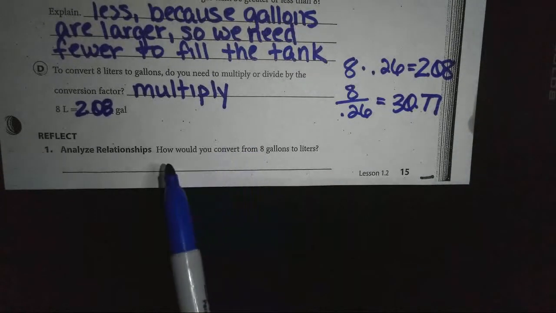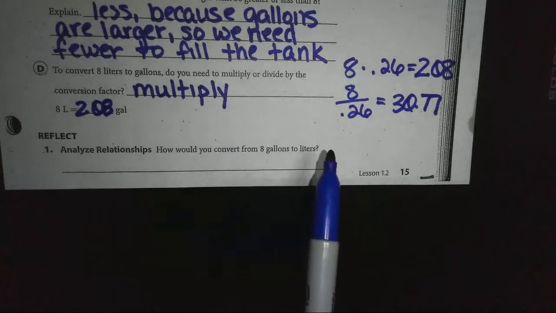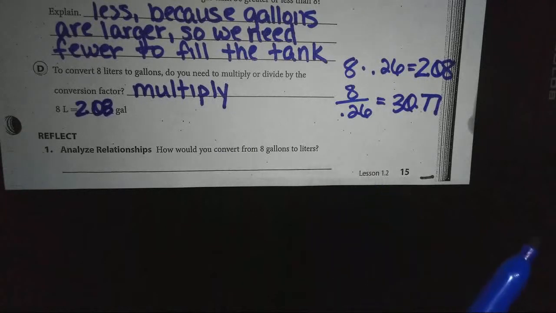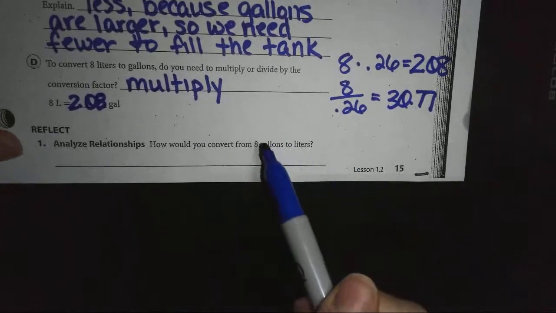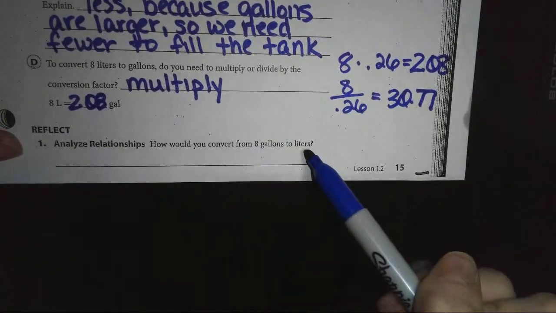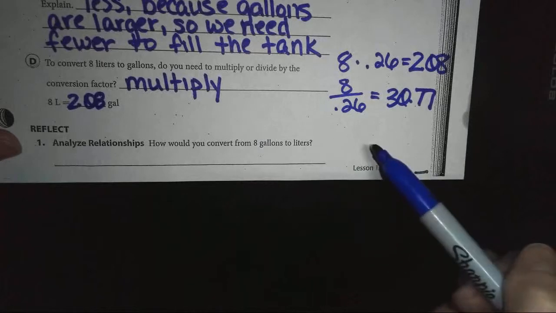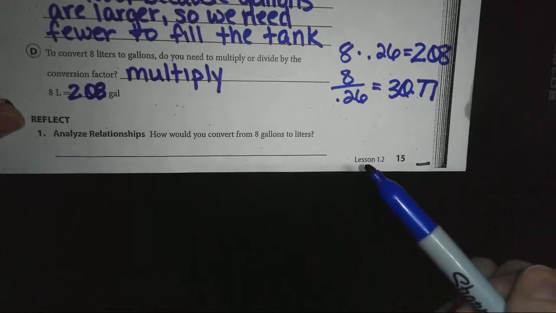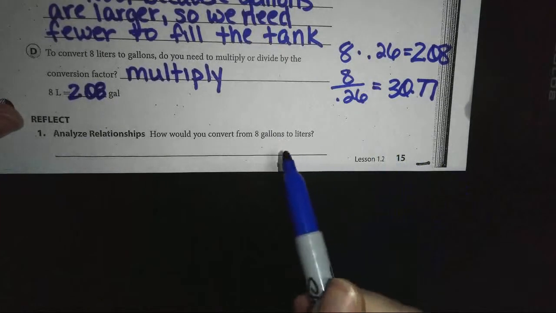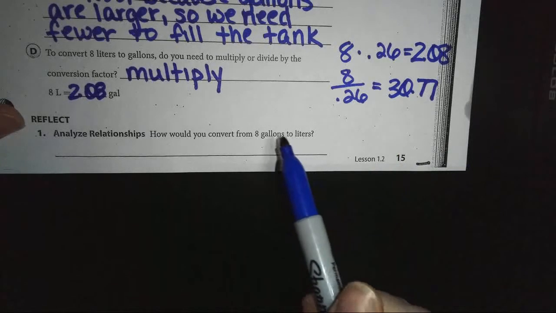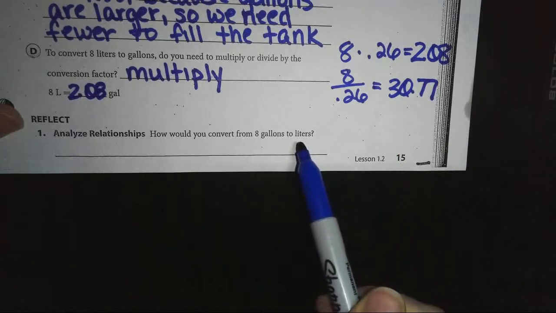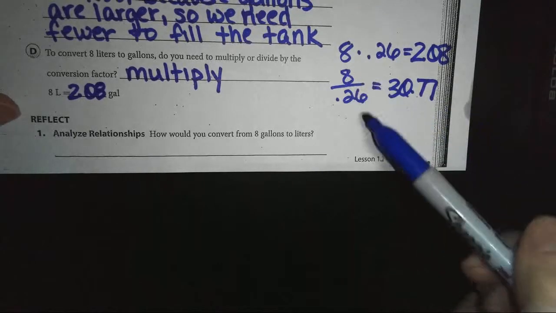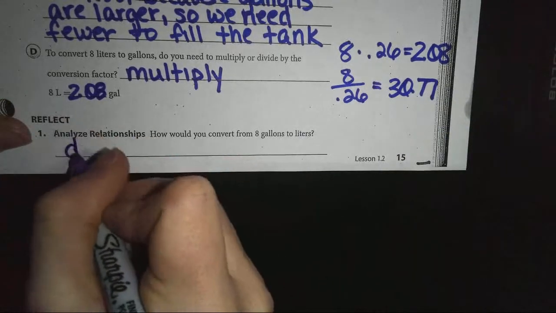Now the next one says, how would you convert from 8 gallons to liters? Now if we had 8 gallons and we wanted to change it to liters, gallons are bigger, liters are smaller, so we are going to have more of them to fit into the same amount of space. So in order to get a number larger than 8, which our liters would be, we would have to divide by the conversion factor.